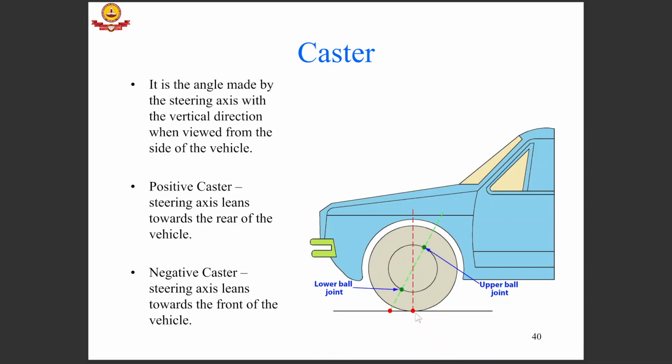Because of this particular length, it allows us to safely return. For example, if you were to rotate the steering wheel and then leave it, it will come back to the original position. That is happening because of something called the self-aligning moment.